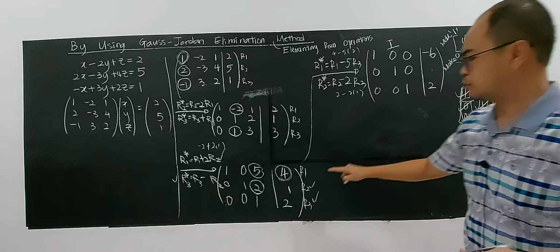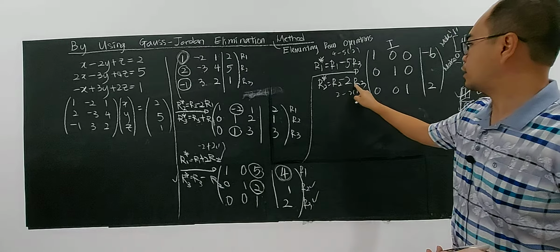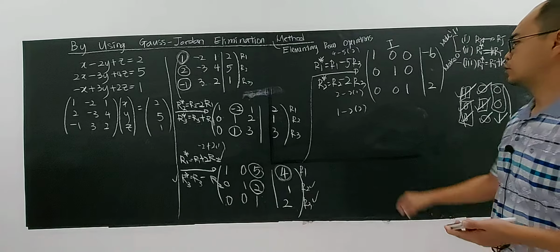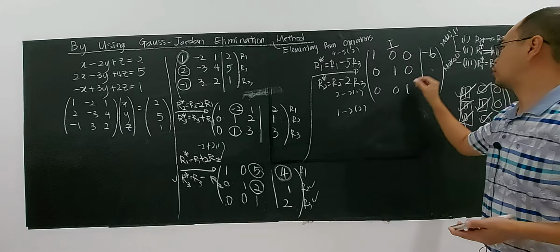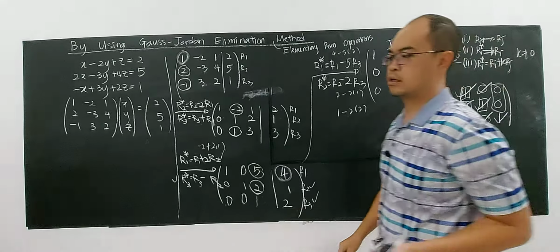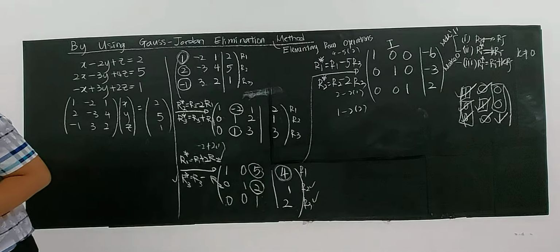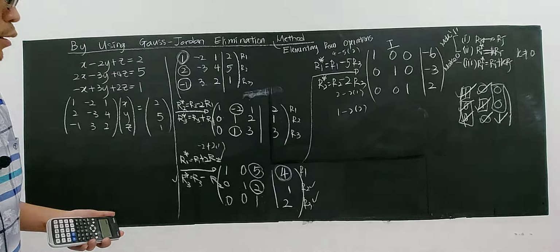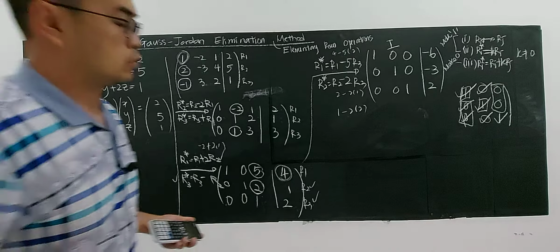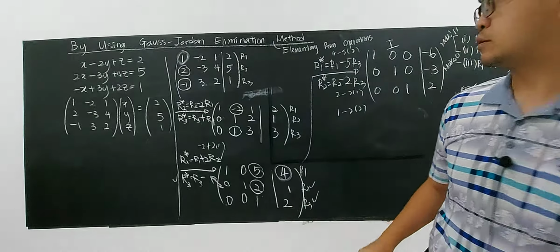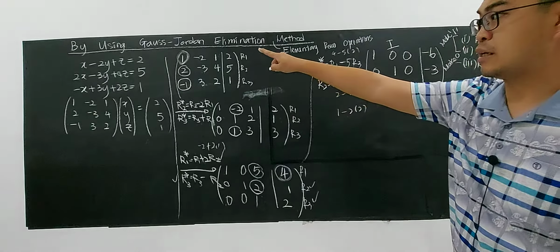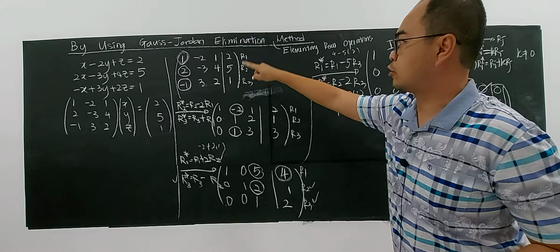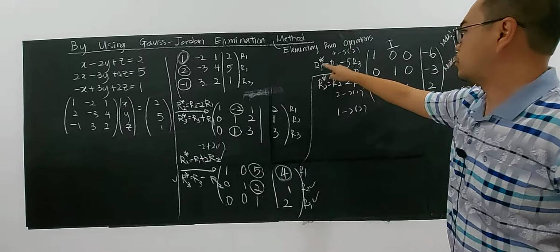So now go for this. It's between 1 and 2. Right? 1 minus 2 times 2. So you have 1 minus 4. You have negative 3. You have negative 3, negative 6 and 2.